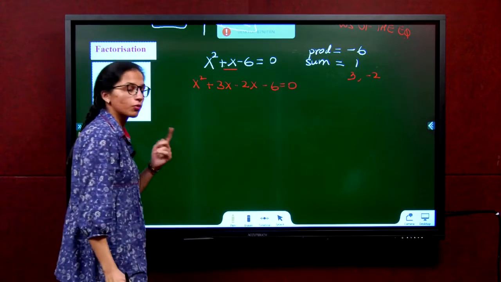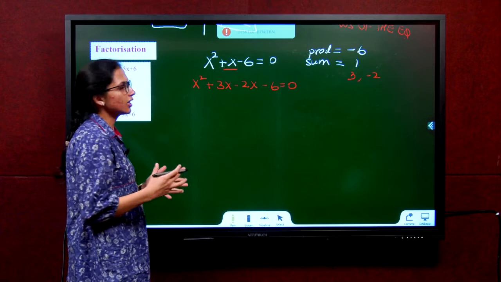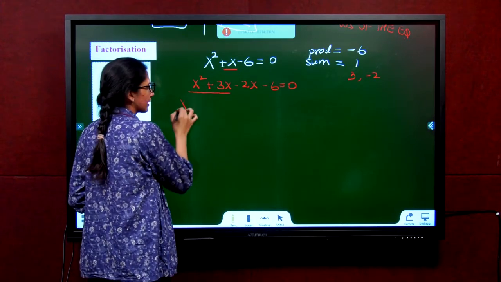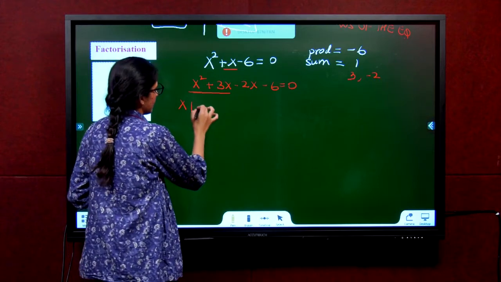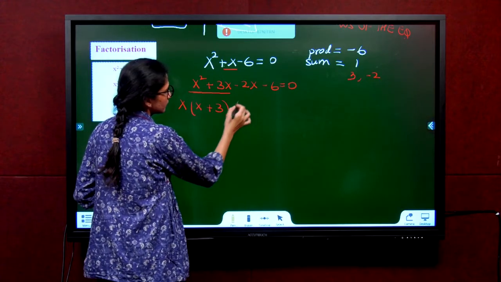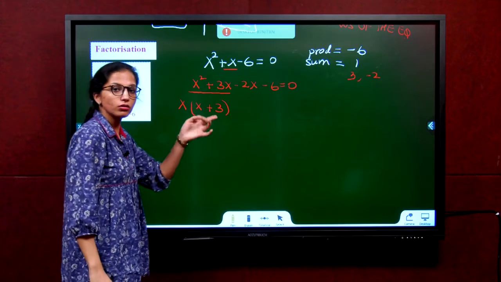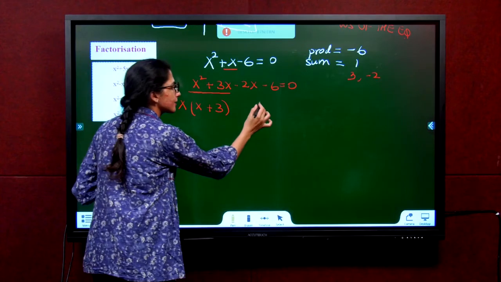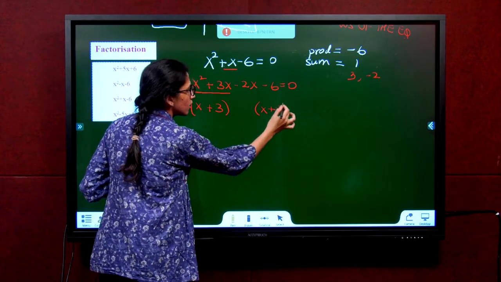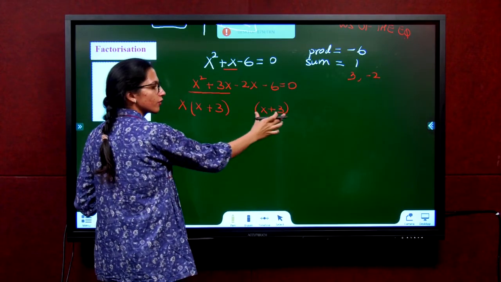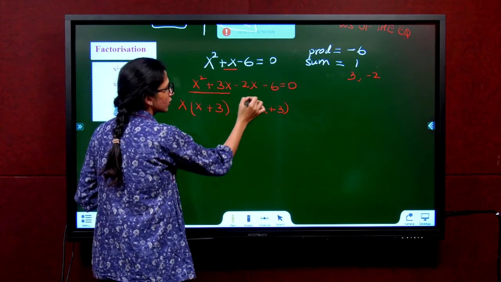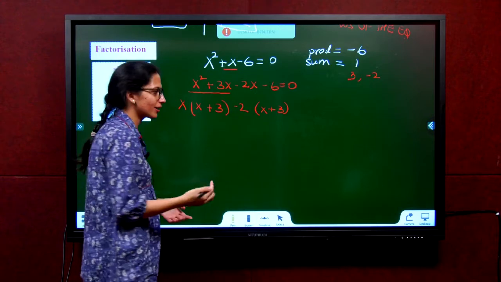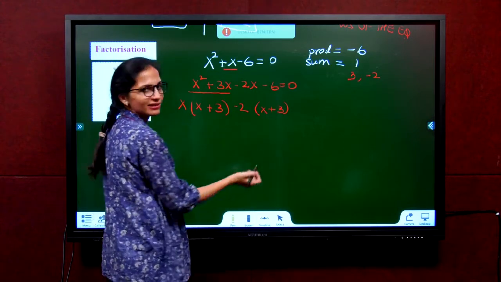What is the next step? From the first 2 terms, take common. Can I take x? Yes. x plus 3. Now how do you decide what to take common here? You know for sure x plus 3 has to come here. So which number should you take for this to be true? What into what will be minus 2x? Minus 2 into x is minus 2x. Minus 2 into 3 is minus 6.